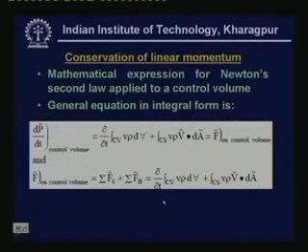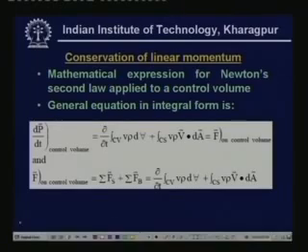Now, let us look at the conservation of linear momentum. This is nothing but a mathematical expression for Newton's second law applied to a control volume, and the general equation in integral form is like this. So, here what we have is dP by dt applied over a control volume. This term is nothing but the rate of change of linear momentum of the control volume, and this is equal to, according to Newton's second law, the net force acting on the control volume. This is nothing but Newton's second law.